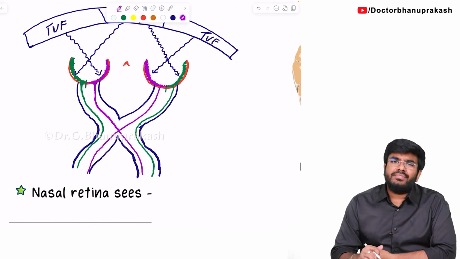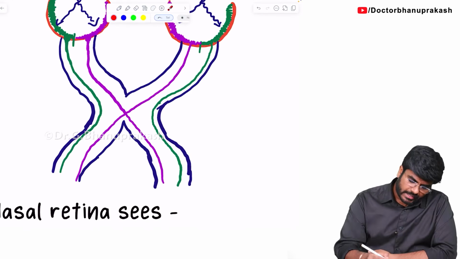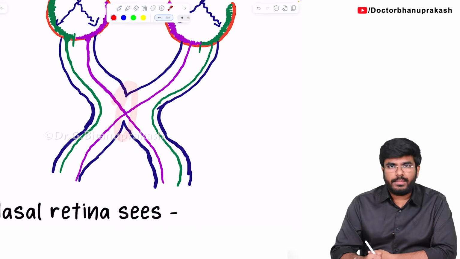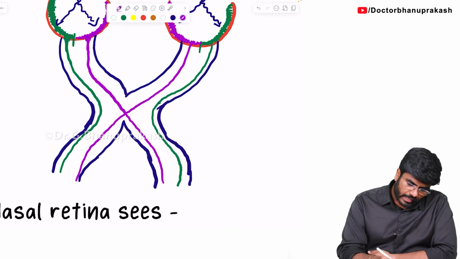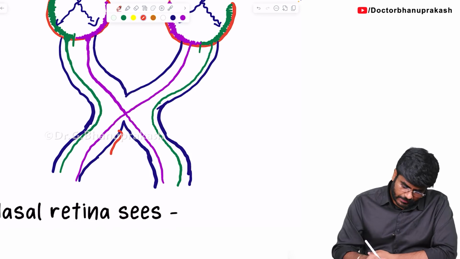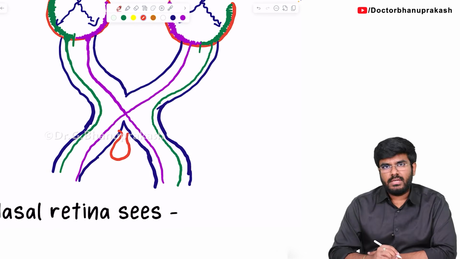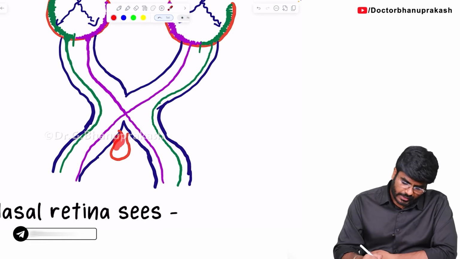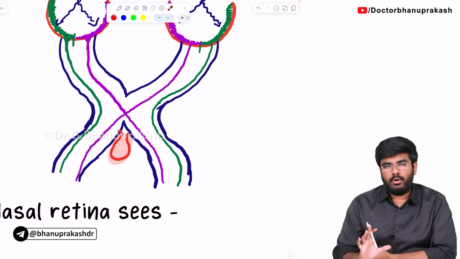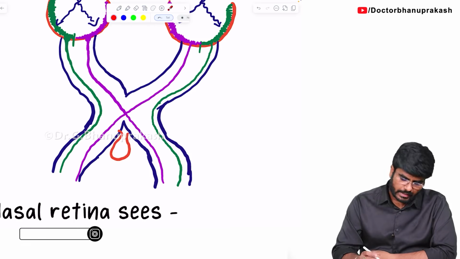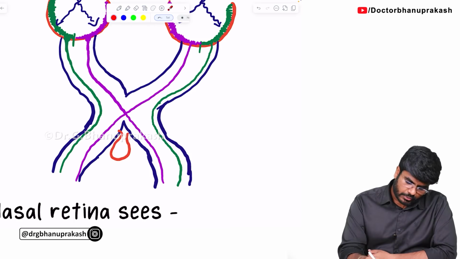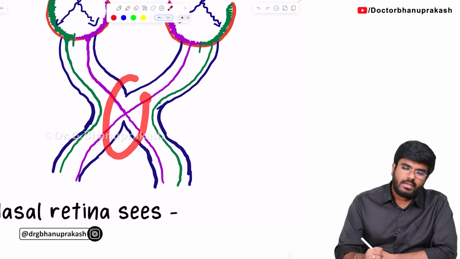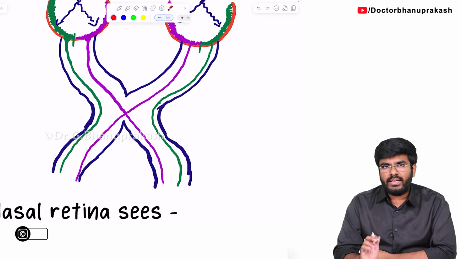Now, why is this very important for us? Back to the optic chiasma, which is a crossing, what do we have? A pituitary gland. This is the area where the pituitary gland is present. Now let's say our patient has a tumor of the pituitary gland, maybe prolactinoma or some other tumor. This tumor is going to enlarge and become big. Definitely it is going to cause a mass effect, and it will start to compress the optic chiasm.